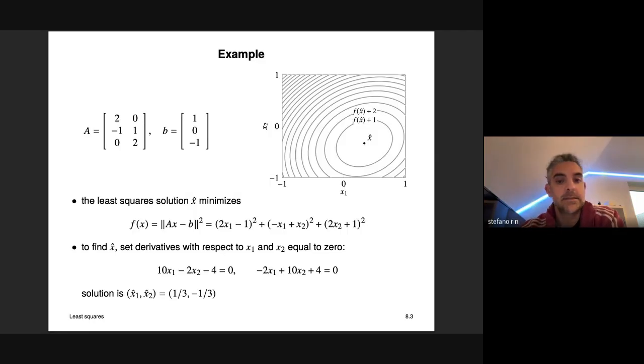In order to find X, what we can do is set the derivative to 0. The solution that we find is just a single solution. So even if it's a system of three equations and two unknowns, we are actually able to find a single solution for this, and the way we find it is by setting the derivative to 0. This is, let's say, the algebraic way of finding this.